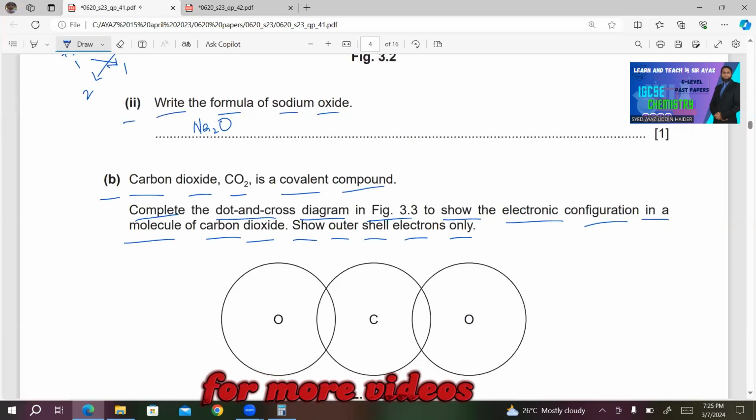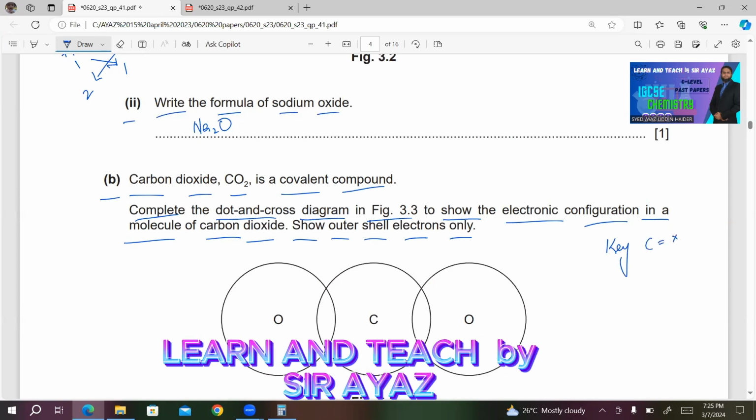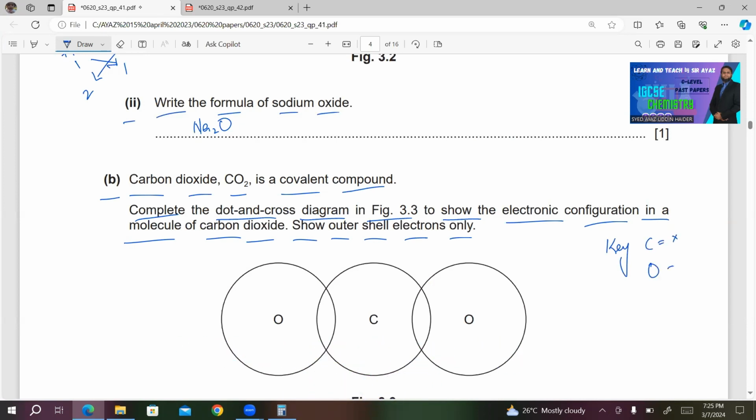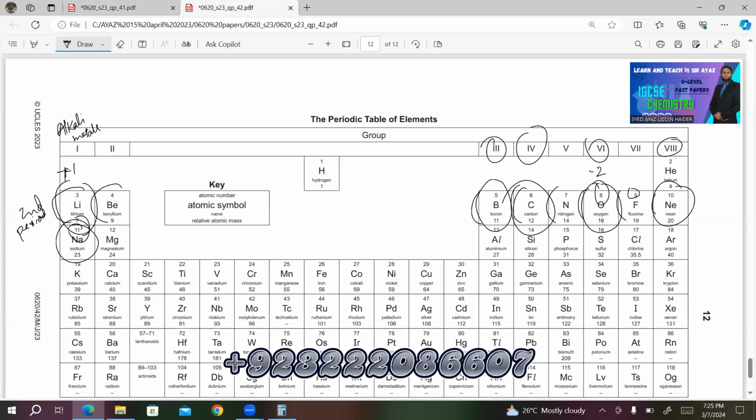Now I'm showing the key here on the right hand side. For carbon, I am using cross. For oxygen, I am using dot. So first of all, I will show the 4 valence electrons of carbon. 1, 2, 3, 4. What about oxygen? Oxygen belongs to group 6. Here it is oxygen.